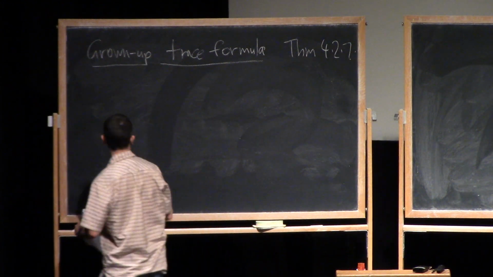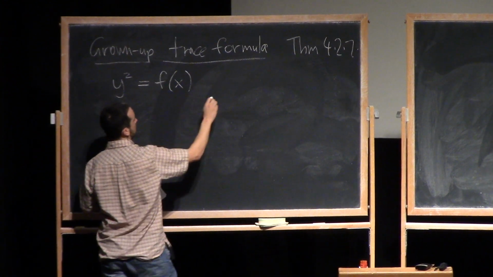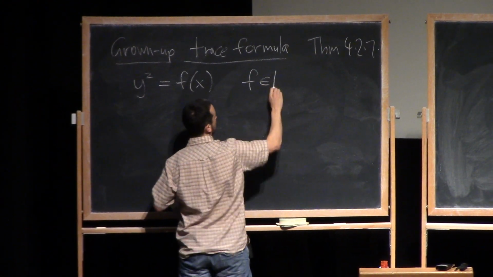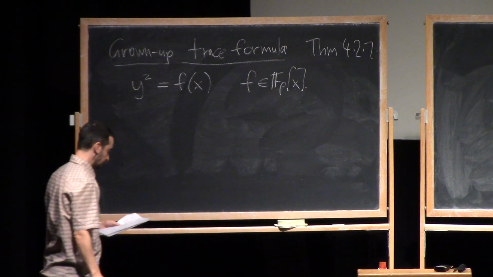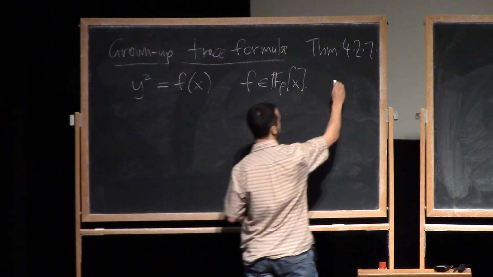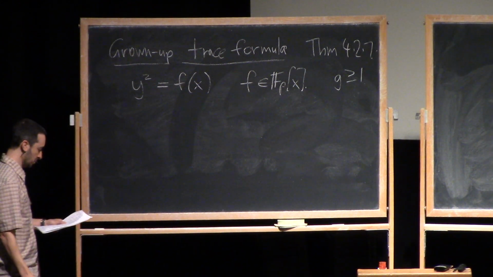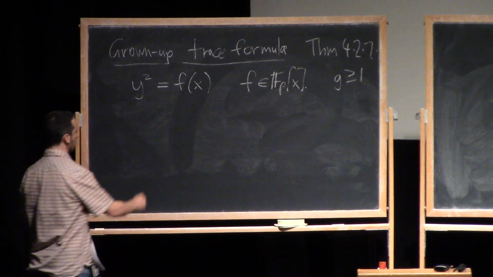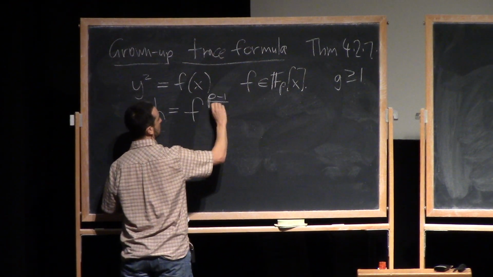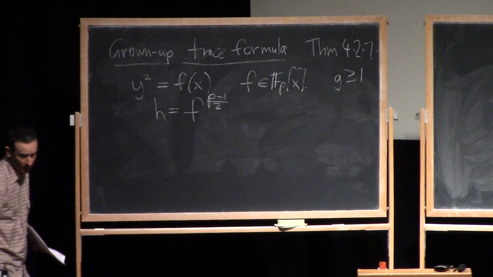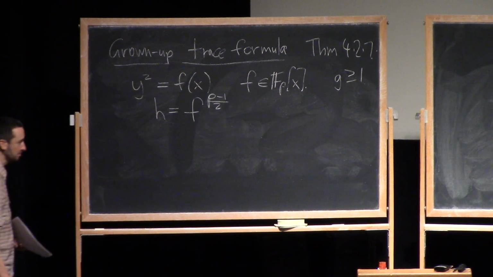We have a hyperelliptic curve over FP of genus g. Okay, so there's our hyperelliptic curve. And we had this polynomial h, which is f to the p minus 1 over 2. So I want to define a matrix. This is the matrix we're going to take the trace of.